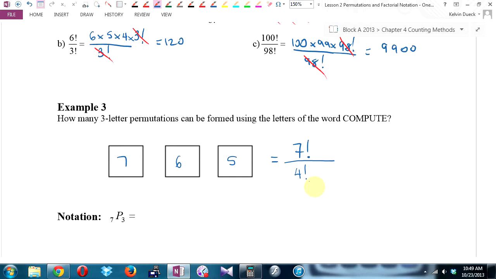I haven't written that yet, but I'm glad you asked. We're going to notice you have to do a little subtraction, okay? But this is built into your calculator. We would write this as from 7 letters, permutate, capital P, 3 at a time. That's how we write it.